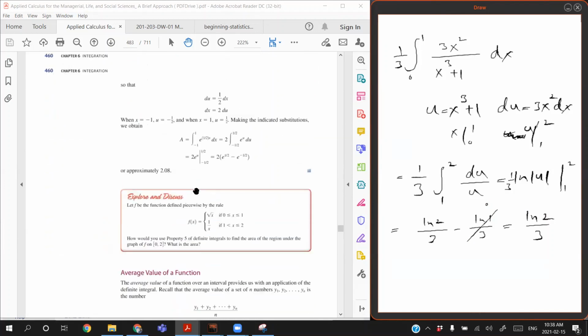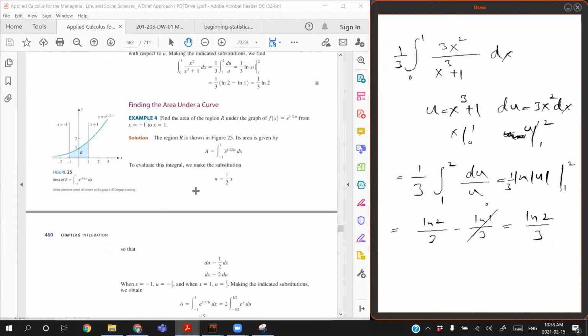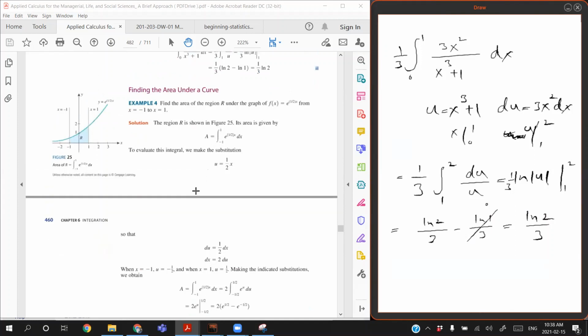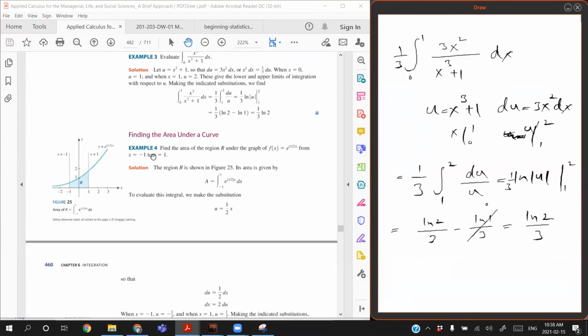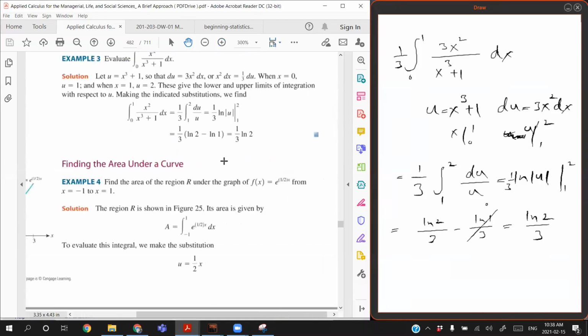Okay, so next we have finding the area under the curve. We know that these integrals are basically areas. So this is an area under the curve above the x-axis between the two vertical lines from x equals 0 to x equals 1. So sometimes the problem is given to us in the form of a geometry problem. So we are asked to find the area of the region under this graph from x equals -1 to x equals 1.